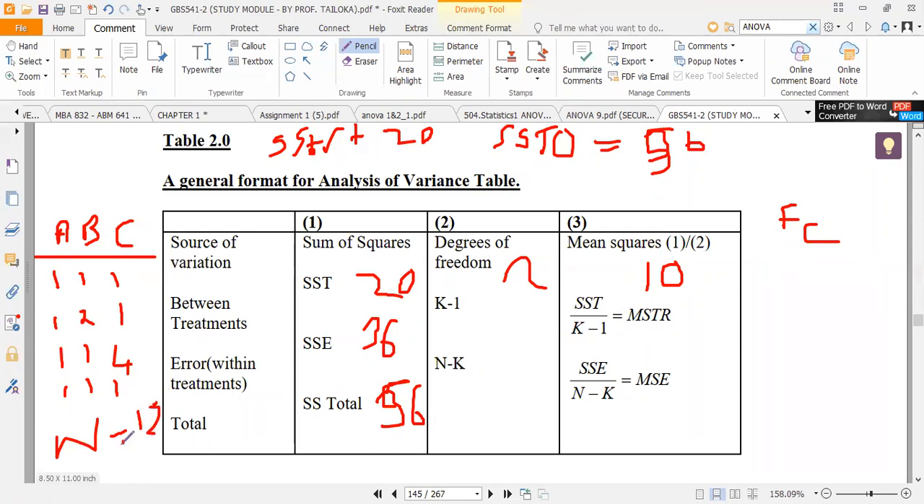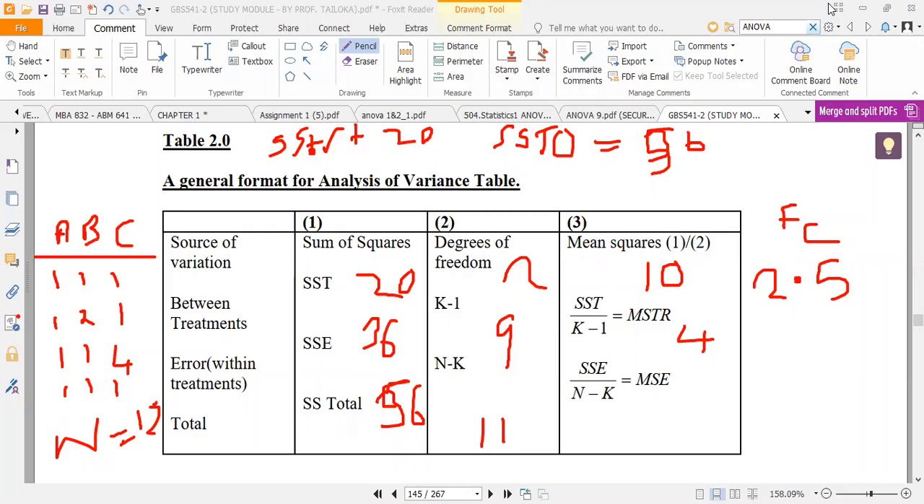So 12 minus 3 is 9. When you total this up it is 11. So 36 divided by 9 will be 4. So to get the F calculated for this one, we divide 4 into 10, which is 2.5. So this is how we find our F calculated.